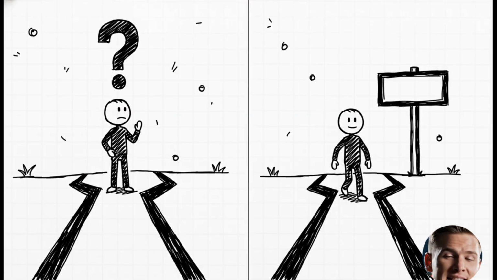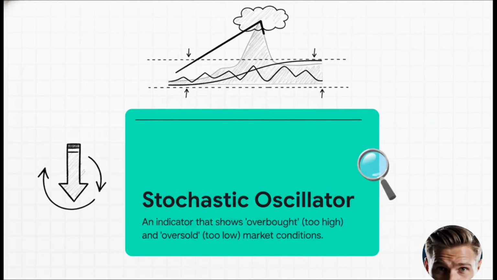So why bother with an indicator? Simple. It takes the guesswork and, more importantly, the emotion right out of the equation. It gives us an objective signal based on data. For this strategy, we need a tool that can look under the hood of the price action and tell us what the momentum is doing right at that critical make or break level. And the perfect tool for this job is the stochastic oscillator.